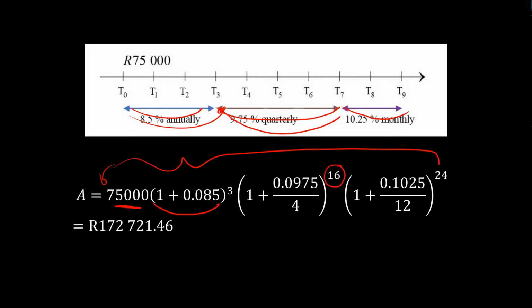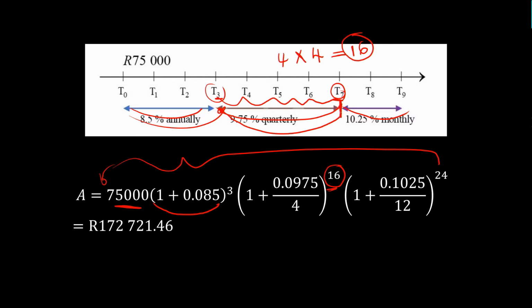Why 16? Well, if we're going from time 3 to time 7, that is 4 years, but I need to multiply by 4 to show those periods, to show that the compounding is quarterly. So we go from time 3 to time 7, so 4 years times m, which is 4, and that gives me 16 compounding periods. So it's 16 compounding periods, not 4 years. Therefore, we raise to the power of 16.